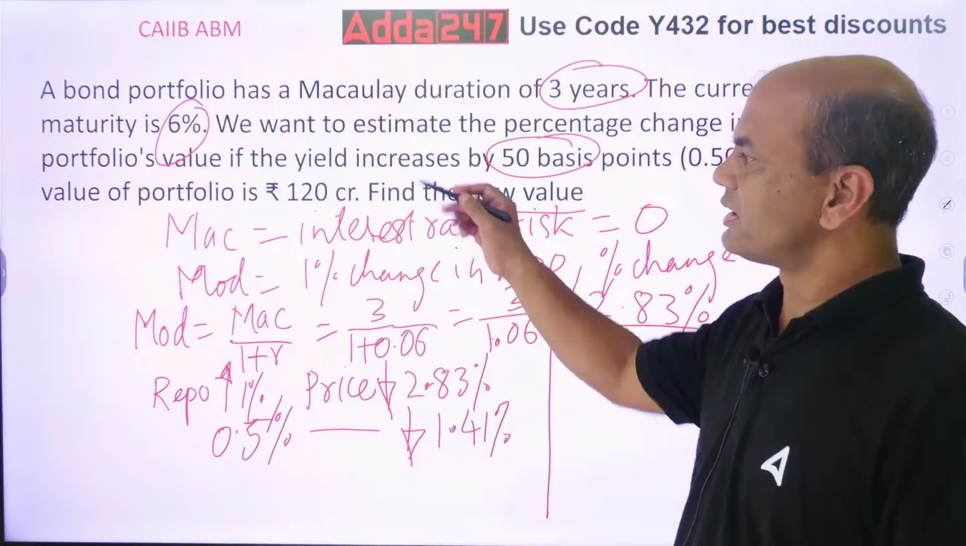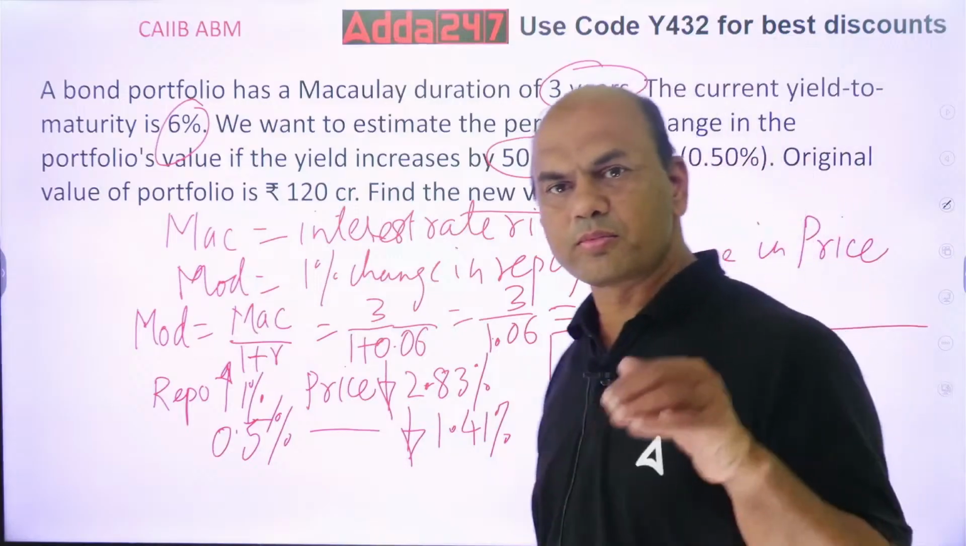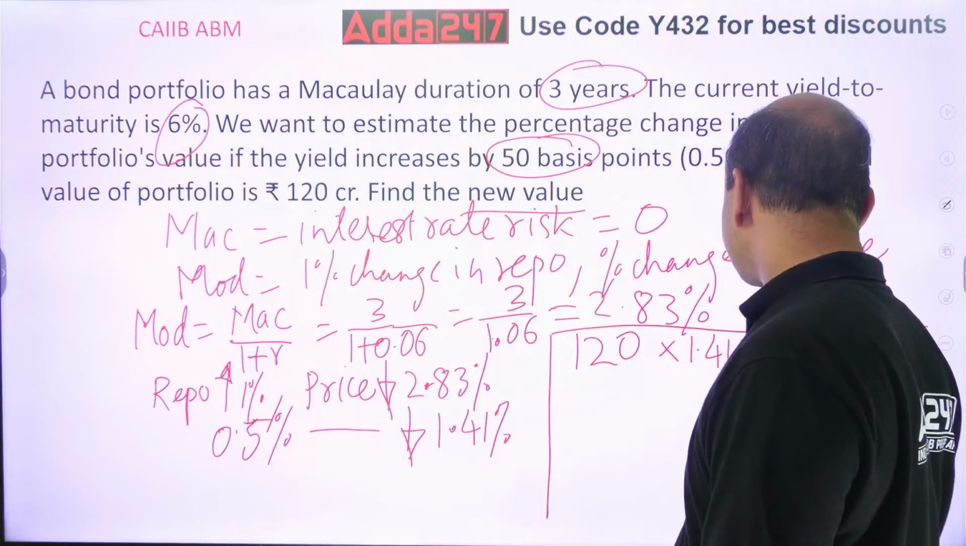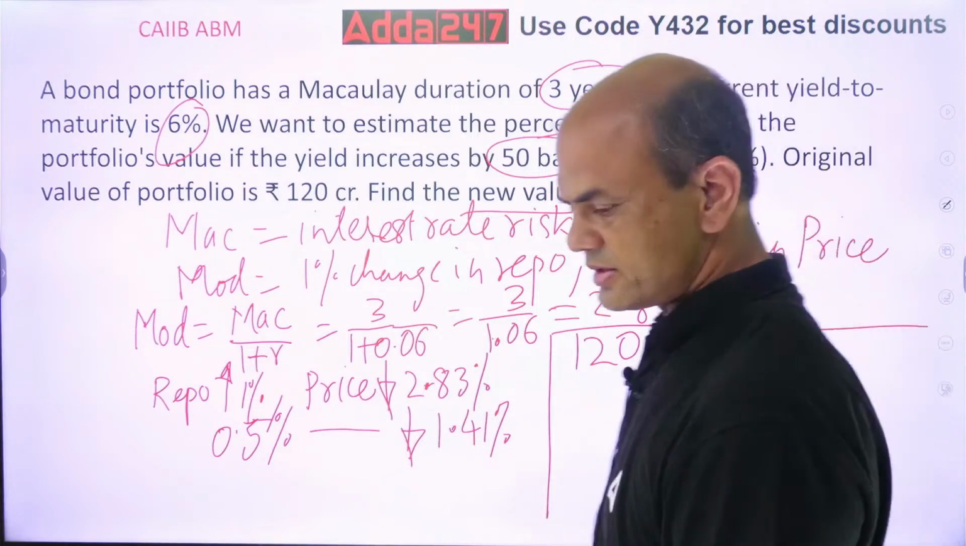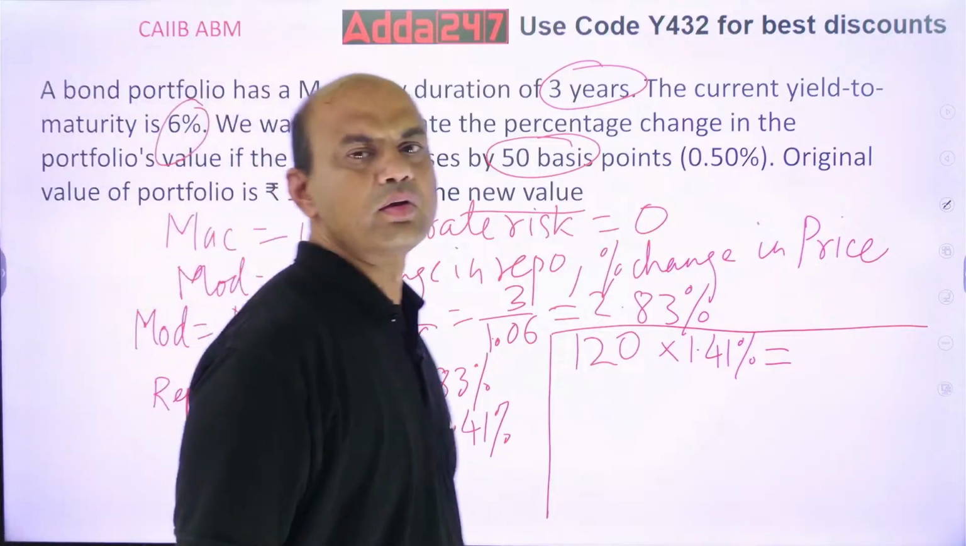Okay. What was the earlier value? 120. Let's forget this crore now. Now this 120 will fall down by 1.41%. So 120 into 1.41%. Find the answer, everyone. Okay. Remember, don't forget this percent. 120 upon 100. Upon 100 you should never forget. So 1.698. So roughly you can take it 1.70. Isn't it? What are you getting? 1.70.